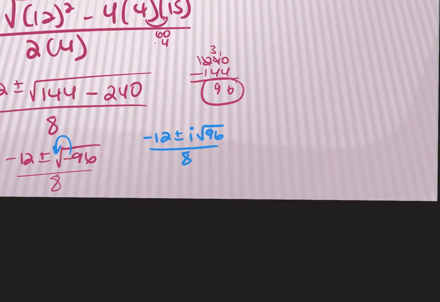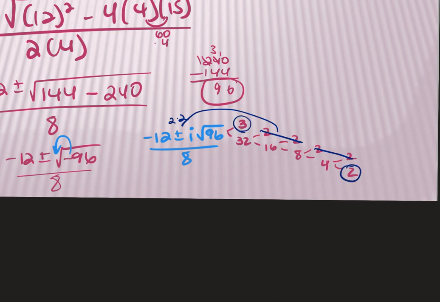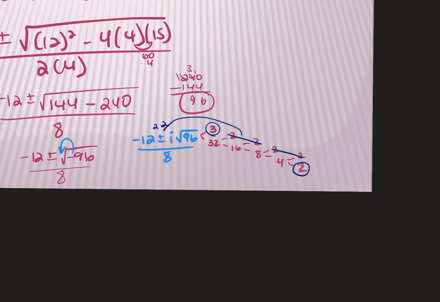And I have to see if this can get broken down. So 96, 3 goes in here 32 times, 2 goes in there 16 times, 2 goes in there 8 times, 2 goes in there 4 times, 2 goes in there 2 times. And then for each pair of 2's, one of those 2's goes to the outside. So I'm bringing out 1, 2. I'm bringing out a second 2. And the 3 and the 2 that don't have a partner stay underneath. So negative 12 plus and minus 2 times 2. If we bring 2 things to the outside, we multiply them. So 4i square root 6 over 8.